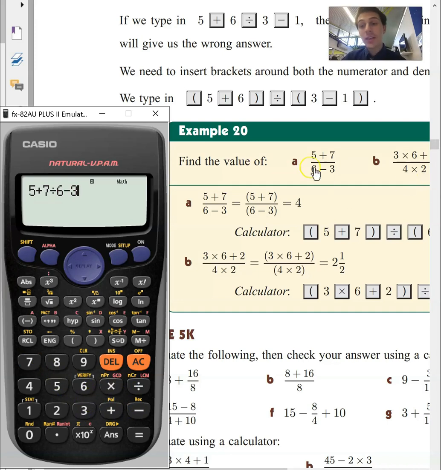And the reason is that this fraction bar means that the top acts as a group, like it's in brackets, and the bottom acts like a group. So this really should be 5 plus 7, which is 12, divided by 6 take 3, which is 3. So it should be 12 divided by 3, which is 4. But if I write it like this, I won't get the right answer.